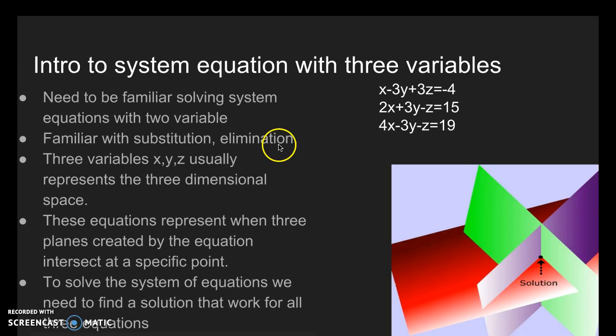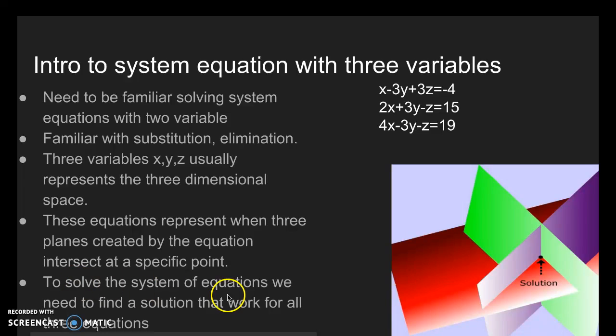Then we need to be familiar with the methods of substitution and elimination. Let's look at this equation. Usually in a system of equations with three variables, x, y, z are the common variables. It represents a three-dimensional space, like this. Each equation represents a plane. For example, the first equation might represent a red plane, and each of the other two represents a unique plane right here.